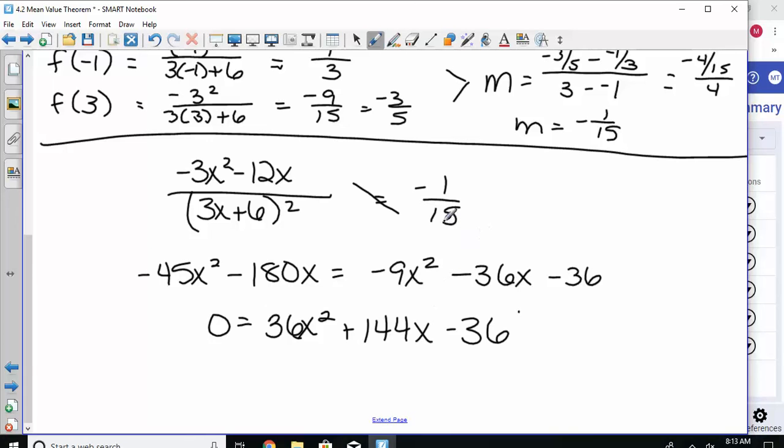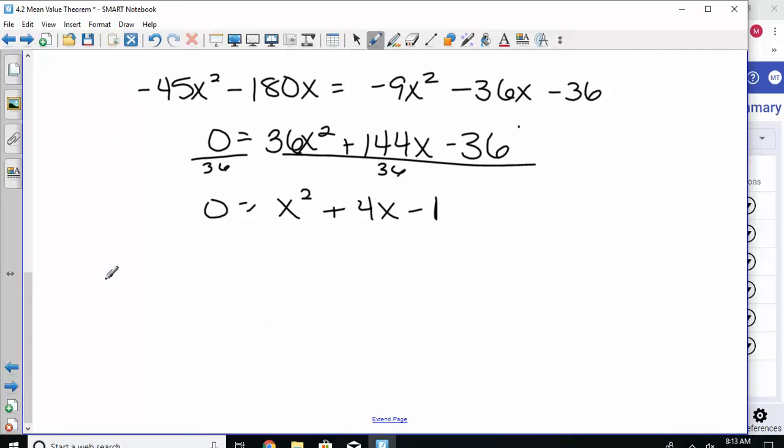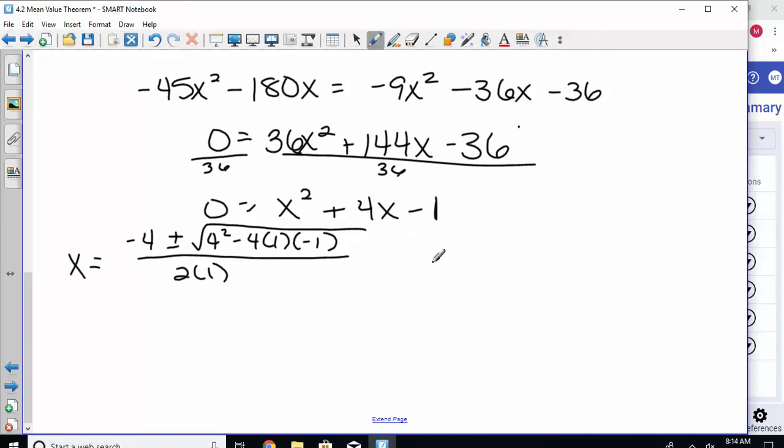Aren't all those divisible by 36? Are you sure? 144 divided by 36 is 4. Okay. Does this factor nicely? No. So what do? Quadratic. I had to give you at least one ugly one. So opposite of b plus or minus the square root of b squared minus 4ac all over 2a.